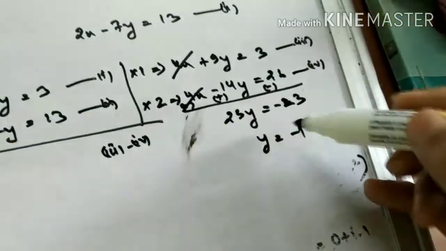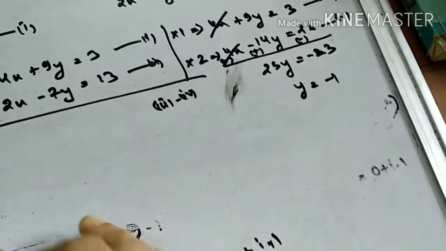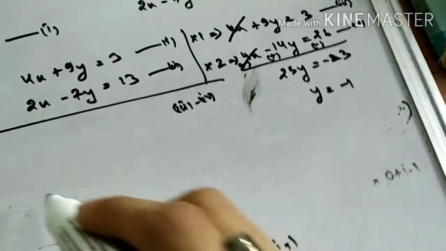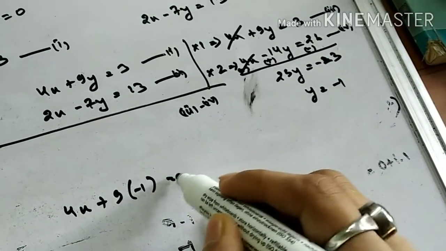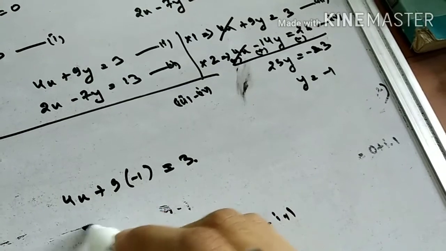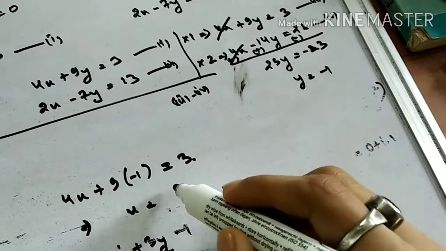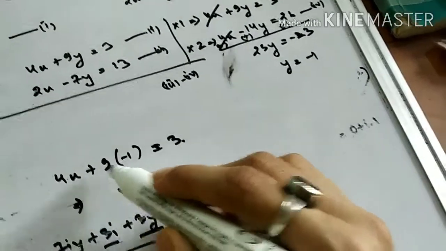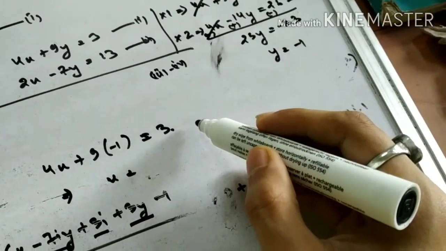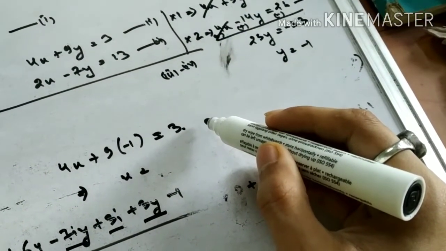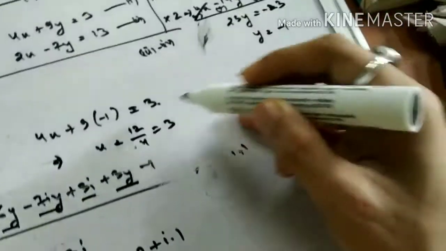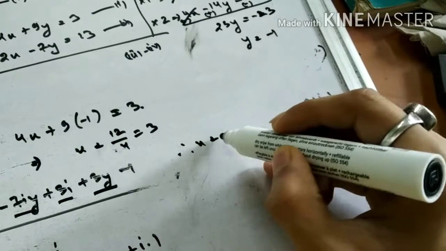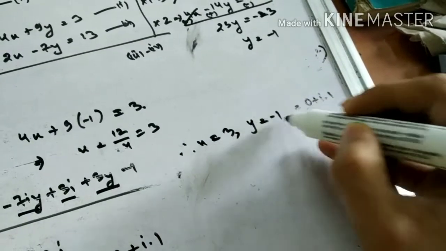Now this y value you put in any one of the two equations. Putting the value of y in equation 3, I will get 4x plus 9 into minus 1 is equal to 3. So this one I am directly doing here. 4x is equal to 3, this is minus 9, it becomes minus 9, that side go then it will become plus 9. 3 plus 9, you will get 12. So 12 by 4 you will get 3. So therefore what you got, x is equal to 3 and y is equal to minus 1. Let us check the back answer.